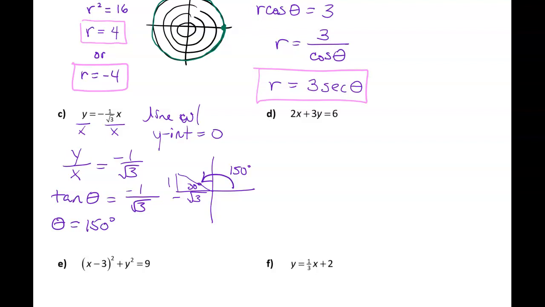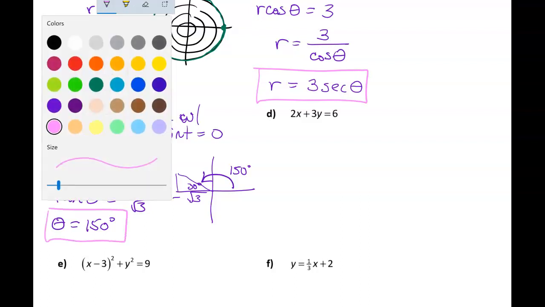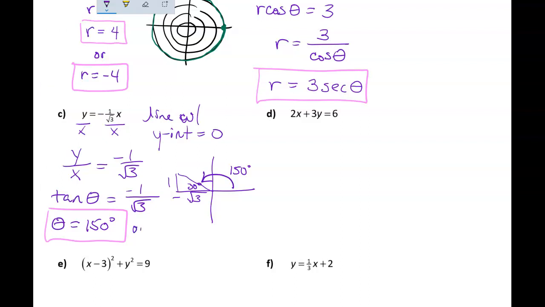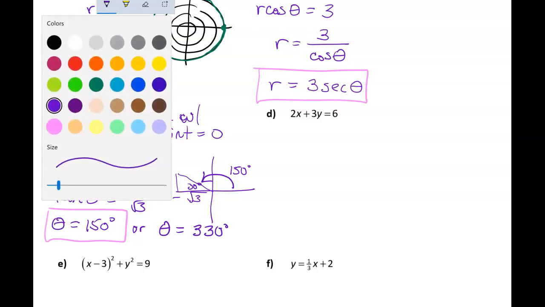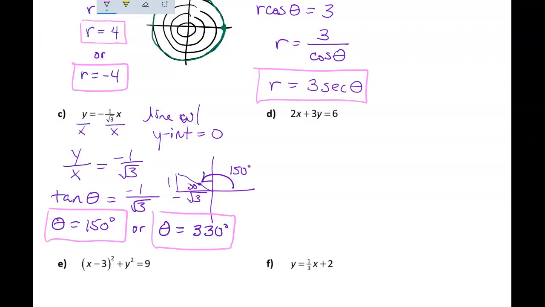So whenever you have theta equal to a constant value, that means that all the points lie along a radial line, which is a line that goes through the pole. That's one solution that you can write. Now there is a second answer that you could give. You don't need to give both, but you can give either one of these. Theta equals 330 is also an acceptable answer. Those are in opposite quadrants, so either one of those is fine.